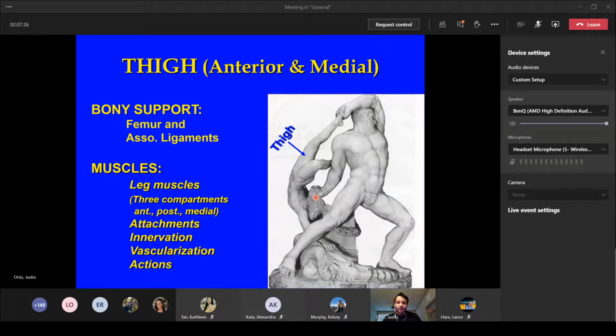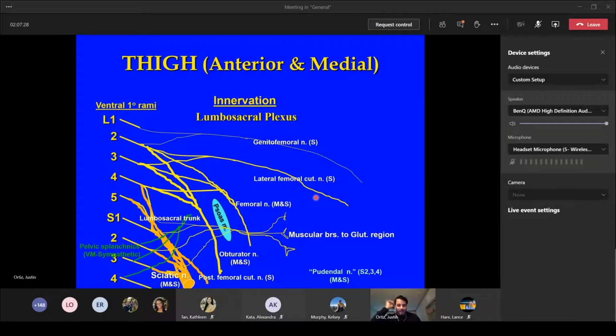Okay, so here's the lumbosacral plexus again. Like I said, it's important to know where everything is in regards to the psoas major. He talked about it in class. For example, the genitofemoral is going superior to the psoas major, and then you have the femoral nerve, which is going to be lateral, and the obturator nerve, which is going to be medial, right?